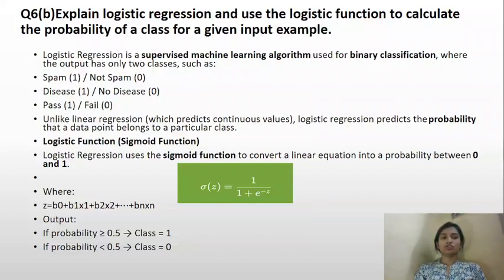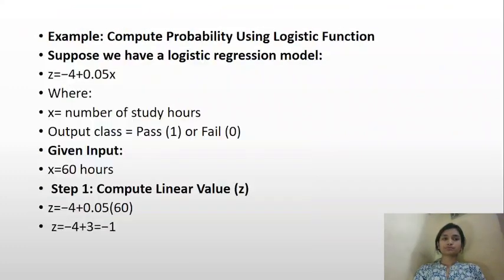Logistic function. Logistic regression uses the sigmoid function to convert a linear equation into a probability between 0 and 1. Here is the formula where z is equal to b0 plus b1 x1 plus b2 x2 till the nth term. Output: if probability is greater than or equal to 0.5, then the class belongs to 1. If the probability is less than 0.5, then the class belongs to 0.